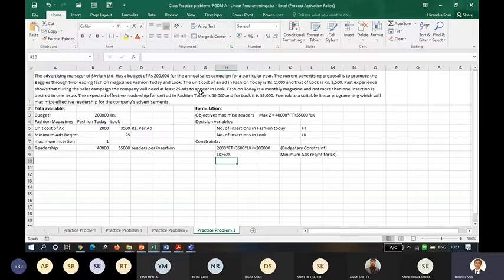And since your other magazine, Fashion Today, is a monthly magazine, it will be only one. So you cannot have more than one insertion. That means you can have only one insertion per month. So this cannot be more than one. So Fashion Today has to be less than or equal to 1. Correct? Yes, sir.